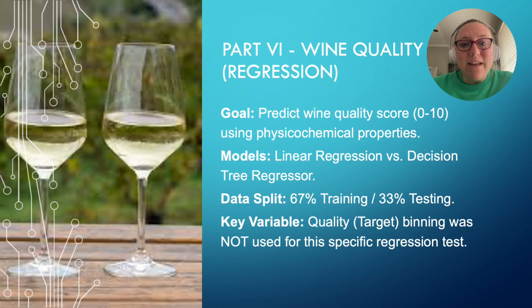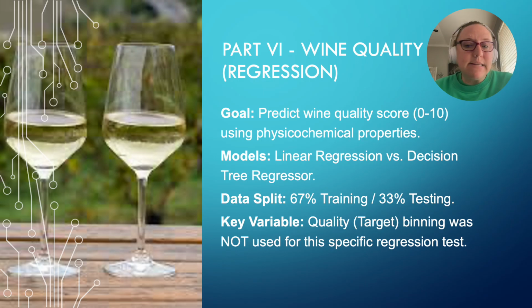Part 6, we had to go find our own data set, and for this particular one, I chose the white wine data set. This data set is a publicly available data set from the UCI Machine Learning Repository, and it is often used for regression and classification tasks in wine quality analysis. It contains the physiochemical properties of white wines and contains a quality score for each wine. It will be used in this project to predict wine quality based on these features.